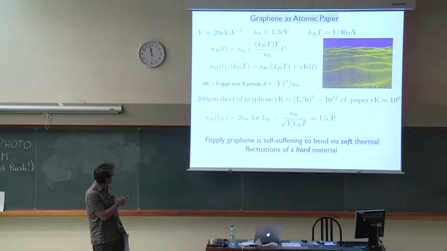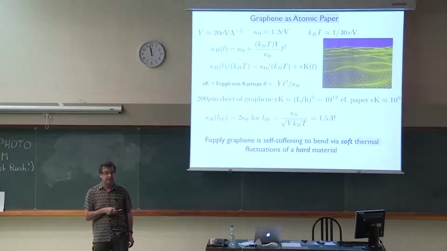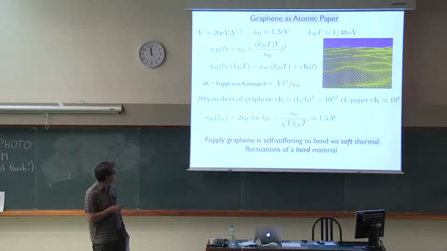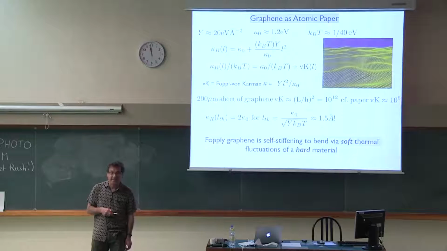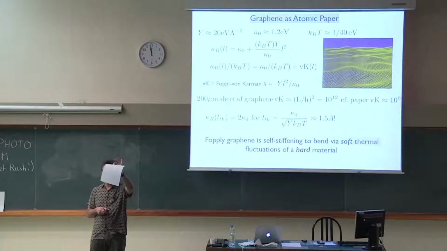this correction here, let's look at what length scale is an order 1 correction to the bending rigidity. So let's set this equal to 1. This gives you a length scale I call L thermal, which is kappa 0, the bare bending rigidity, divided by the square root of Y kBT. Y is very large for graphene. At room temperature, this comes out as angstrom-level length scales. That means thermal fluctuations over microscopic length scales are already doubling the bending rigidity and driving it non-perturbative.